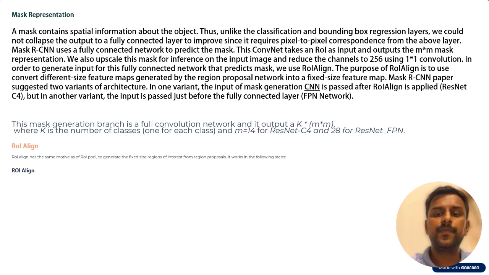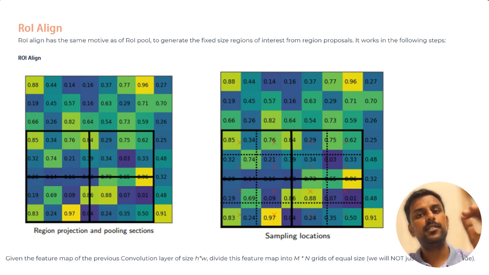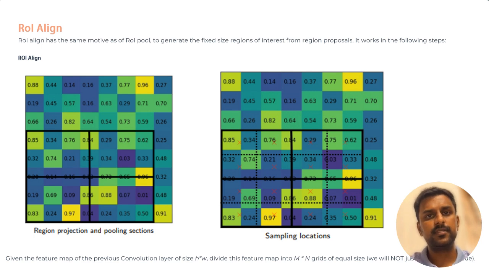And the final step is region of interest align. Region of interest align has the same motive as region of interest pooling: to generate fixed size regions of interest from region proposals. Here you can see the steps of how it works, and the picture clearly depicts how it tries to sample into equal sizes.